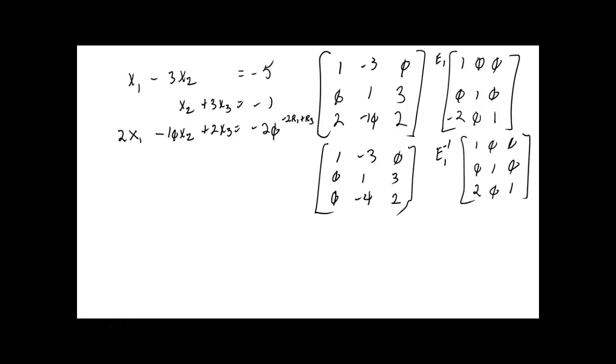It's row 3 minus 2 row 1. Oh, goodness. My arm hurts. My shoulder hurts. 2 minus 2 is 0. Negative 10 plus 6 is negative 4. And 2 minus 0 is 2.